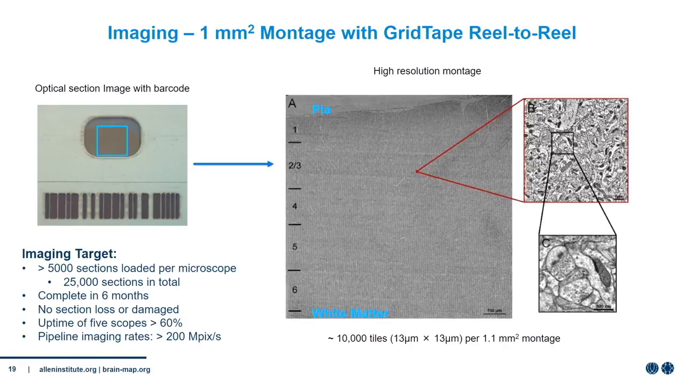And on the right is an example of a 2D 1 square millimeter montage. From top down is pia to white matter. And this 2D montage combines about 10,000 tiles. If you zoom in on each tile, it's a high resolution EM image. And you can see how many details can be reviewed here. There's synapses, vesicles, and membrane structures.